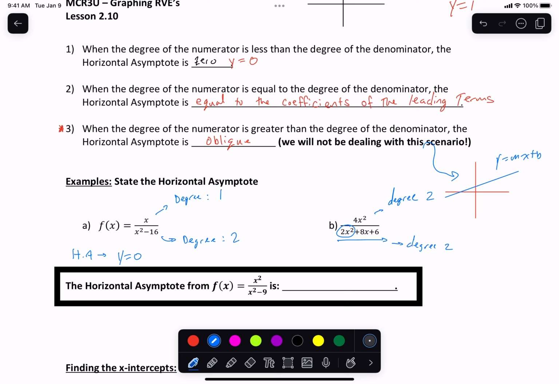And what do we do if the degrees match, numerator to denominator? What kind of horizontal asymptote do I get? Yeah, take the ratio of the coefficients. So up top, we're going to get 4/2 for the coefficients. Okay, so your horizontal asymptote here is going to be y equals 2.